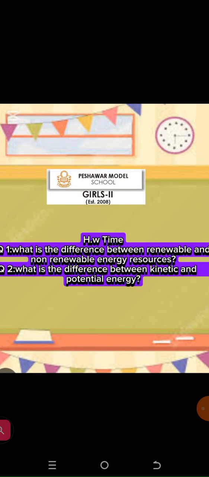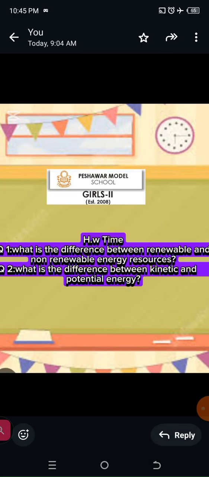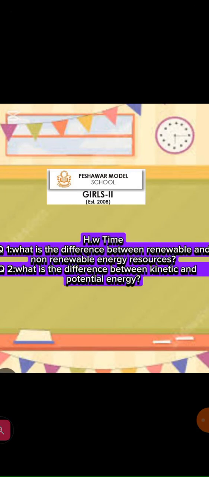Hope you have understood today's lecture. Now it's time for homework. You have to find the answers of these two questions after understanding this lecture. Question number 1 is, what is the difference between renewable and non-renewable energy resources? You have to write at least 3 differences between them with examples. The second is, what is the difference between kinetic and potential energy?